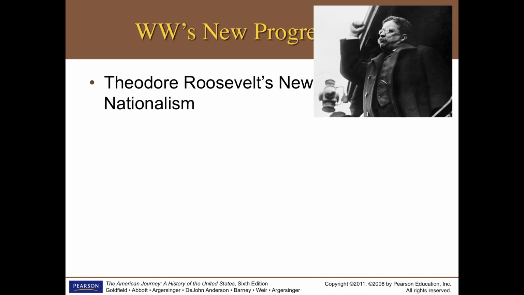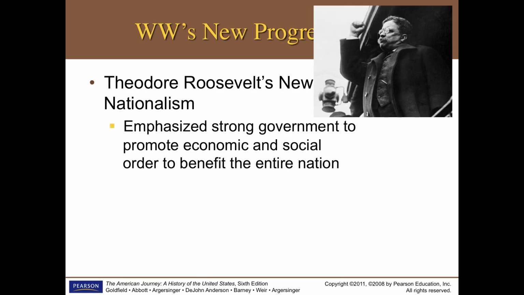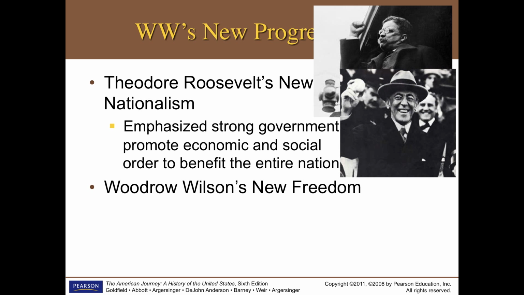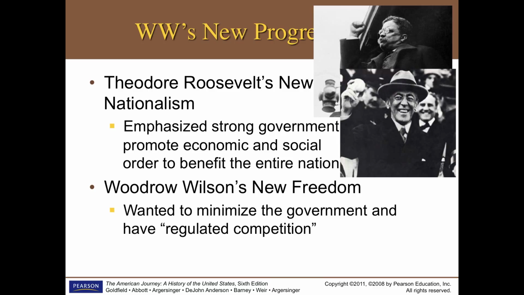So Theodore Roosevelt's new nationalism. Roosevelt is emphasizing a strong government to promote economic and social order for the entire nation. So he's a little bit more progressive, more liberal. Even though Woodrow Wilson is a Democrat, you have to remember the Democrats were originally very conservative, and so he wants more freedom. He wanted to minimize the government, whereas the Republican Theodore Roosevelt wanted to maximize the government.